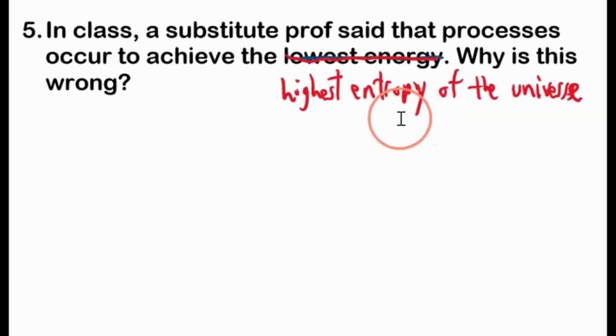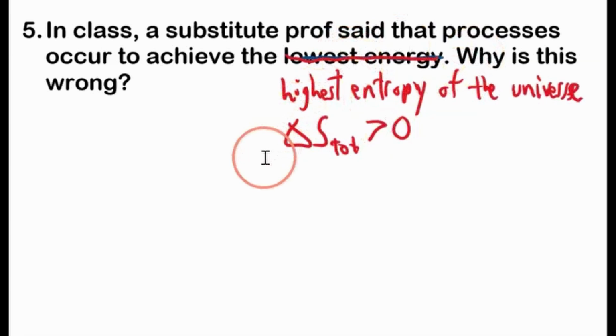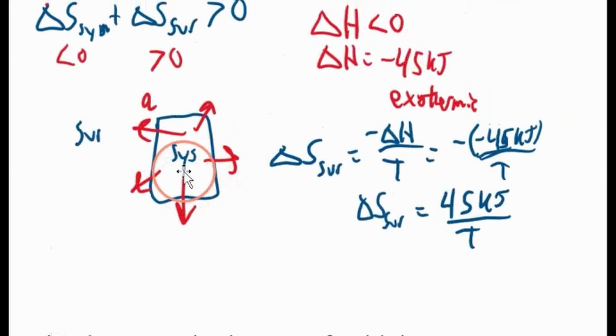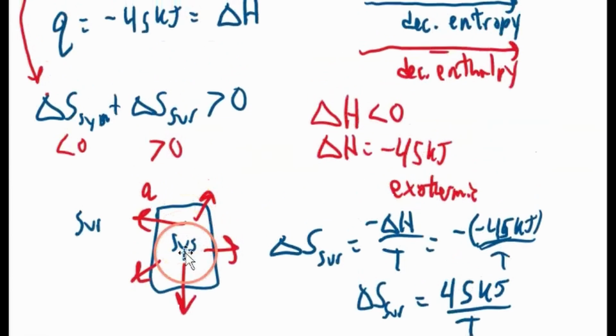Universe. There we go. Of the highest entropy of the universe. So the change in entropy of the universe, which is the same as the entropy total, has to be greater than 0. That's why processes occur, not to achieve the lowest energy state. Actually, if I go up, now this system is getting lower in energy. This process is occurring, and the system's energy is decreasing. So this system is going towards a lower energy state because it's giving some of its energy to the surroundings. It's losing energy to the surroundings, so it is going into a lower energy state.